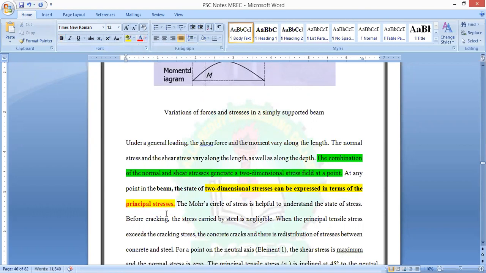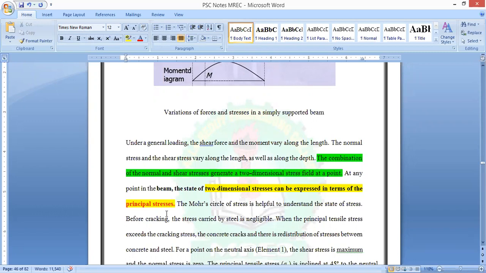Very important. Principal stress. So here, the two-dimensional stresses are going to be expressed in terms of principal stresses. What do you mean by principal stresses? Principal stresses in the sense, one is the direct stress, the other one is the tangential stress. Okay, tangential stress. So here, the Mohr circle of stress is helpful to understand the state of stress. Because when we discuss principal stress, there are two methods. One is the empirical method, the other one is the graphical method. What is the empirical method? You have to derive one formula.